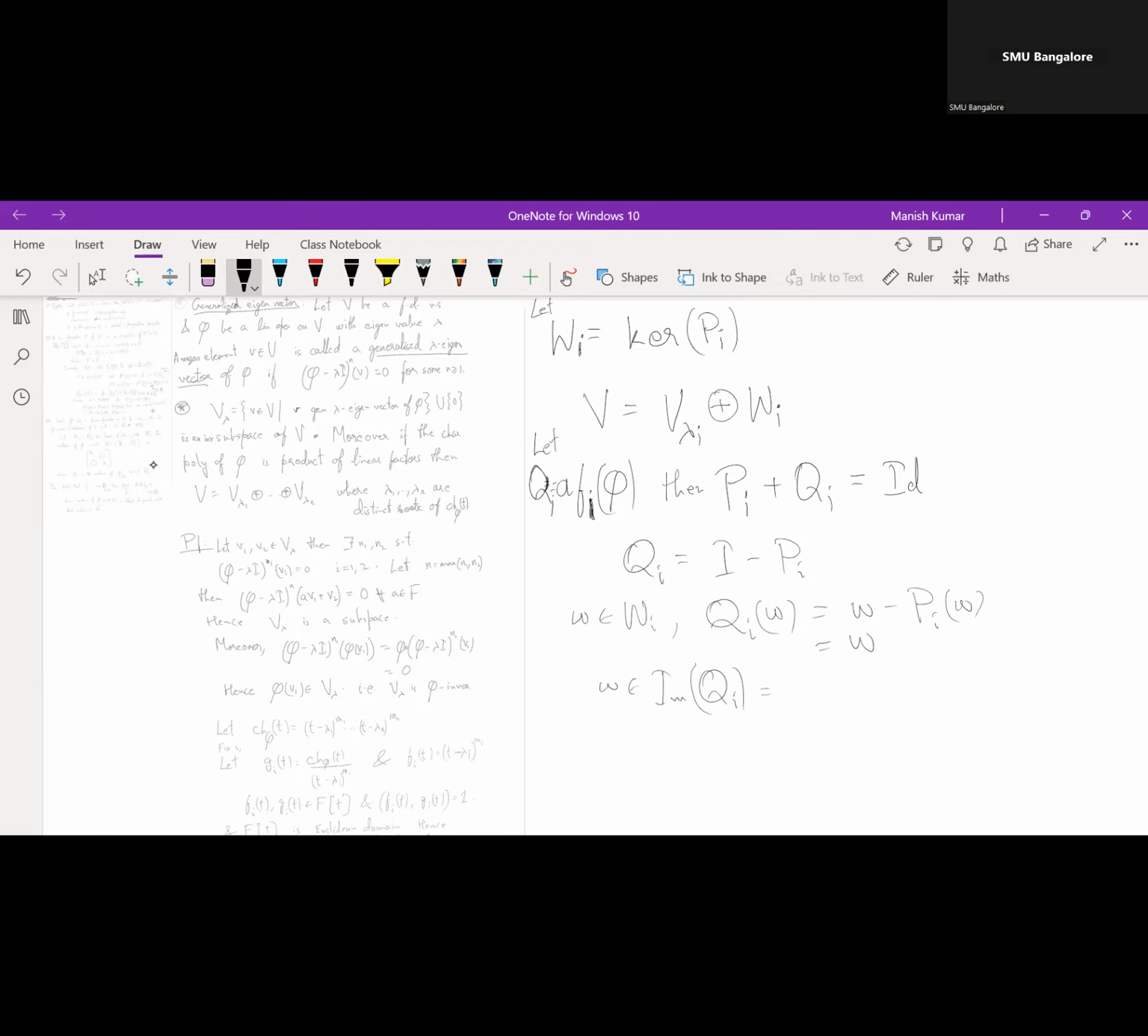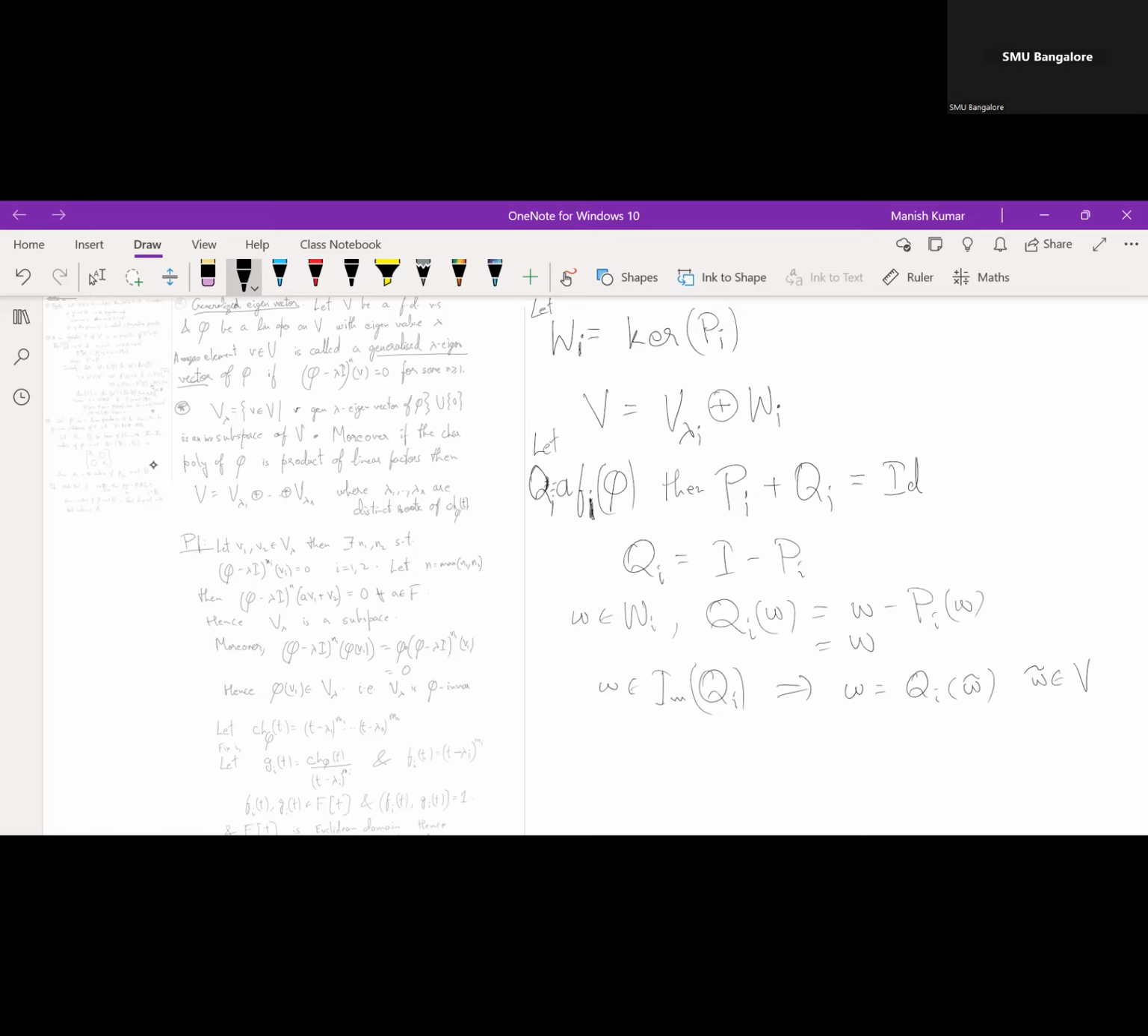That means W equals... this will imply that W is Q_i of some W tilde, for some W tilde in V. I want to show that W is in W_i, so that I can have that the image of Q_i is the same as W_i.